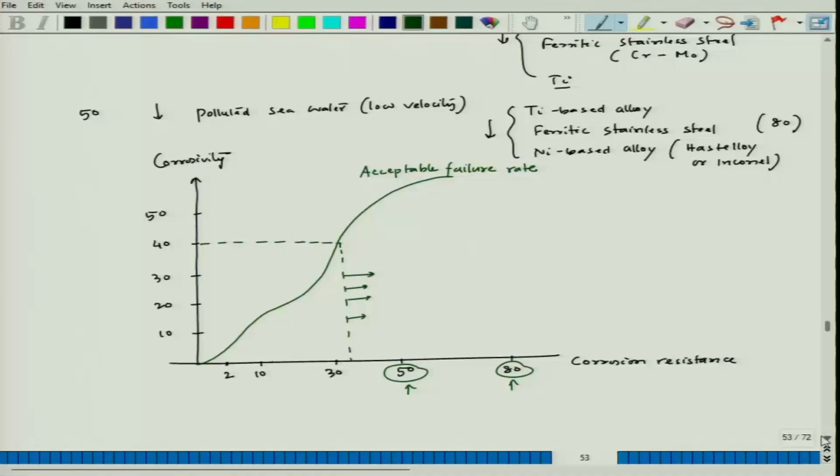Fine. So you can see a kind of relation between corrosivity and corrosion resistance with a fixed acceptable failure rate in different media. That is the relation between all those materials listed on the right side of the table and all those solutions with different corrosivity on the left side of the table. Now we have understood the basic requirements for selection. We will continue on the selection part.